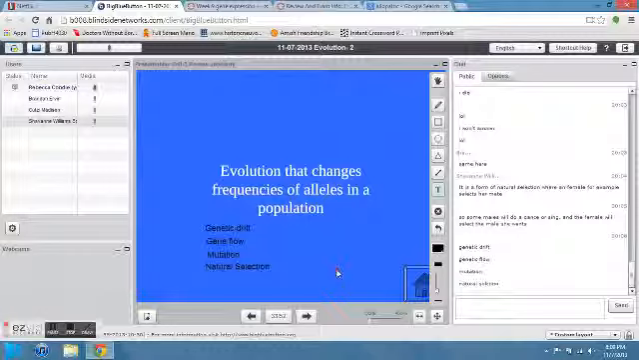Whereas genetic drift is just kind of chance over time. The allele frequencies change, whether that's due to a small population size, like the founder effect, or perhaps a natural disaster wipes out a bunch of alleles, such as a bottleneck. All of those are different types of microevolution.